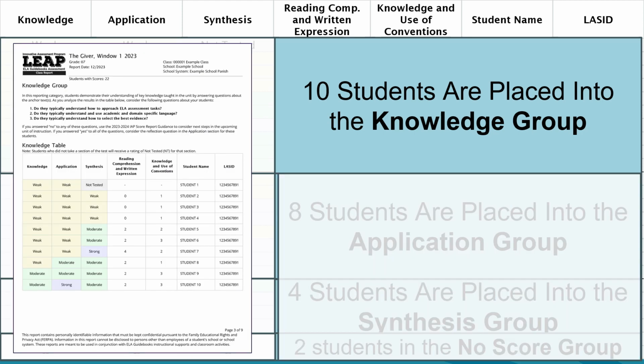After the summary of the groups on the first page of the grouped roster, there are individual tables for the groups of students that show the score profiles. The table for the knowledge group is shown here on the left. Remember that the 10 students in the knowledge group scored weak or moderate in the knowledge section, and so this table shows how they scored both on the knowledge section as well as the other sections. Before each table, there are a few reflection questions which are meant to help guide considerations of what supports are likely to be most helpful to the students. Session 6 will walk through these questions, and these questions also appear in the score report reflection guide.